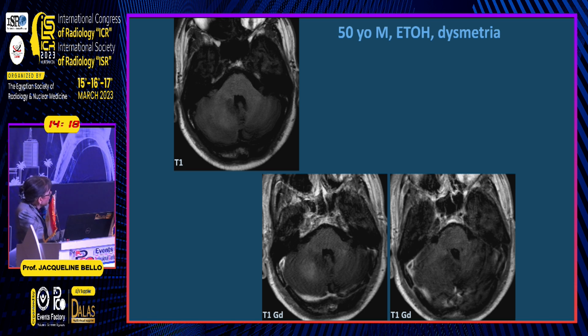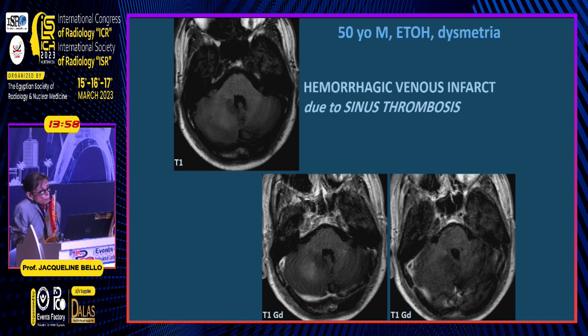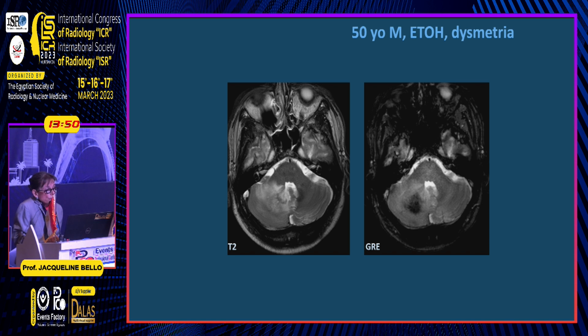T1 pre-gadolinium is upper, T1 post-gadolinium. Those of you who missed the clue the first time perhaps now appreciate the empty delta sign in the patient's right lateral sinus, so that the low signal is hemorrhagic venous infarct, and it's due to sinus thrombosis. So I had shown you the T2 and the gradient image, and this was the clue on those images that there was sinus thrombosis accounting for the hemorrhagic lesion.